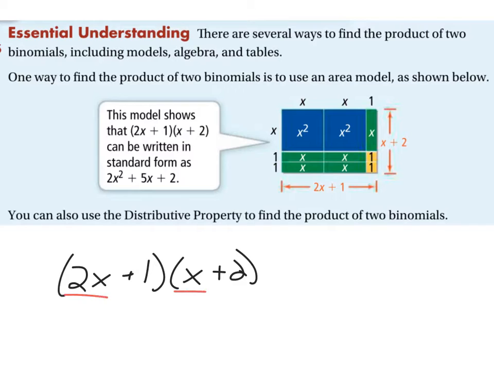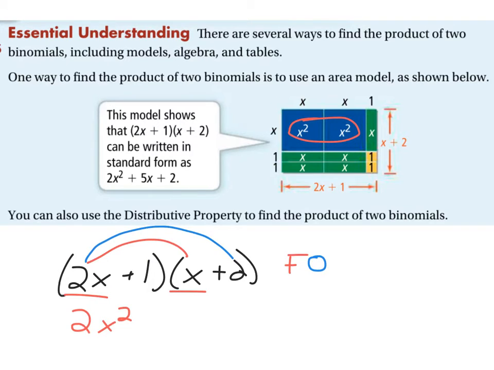The first term in each one, that's the F. When we do that first term times that first term, what we're doing is 2x times x, and we get 2x squared. Those are these 2x squareds that you see there. Then we're going to do the outer terms, the ones on the outside edge of this grouping. These outer terms are this times that, 2x times 2, and you see 2x times 2 is 4x.